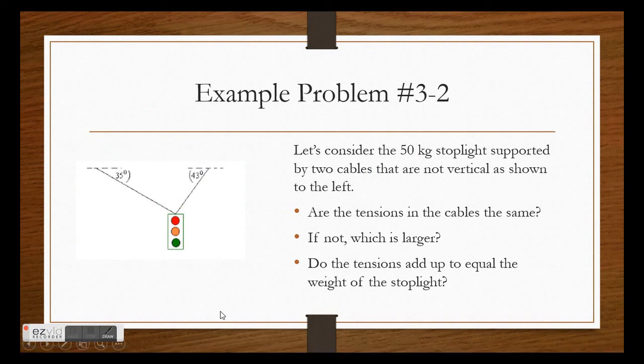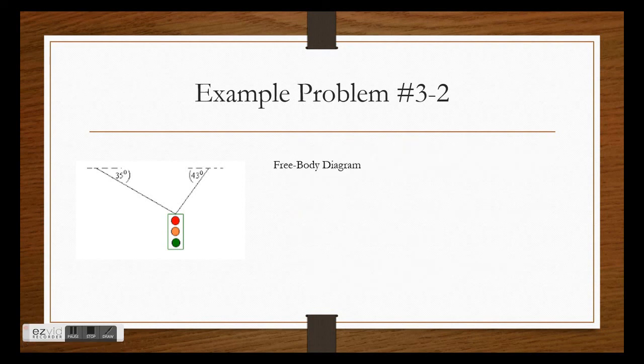Alright, so here's the question I kind of posed to you guys at the end of the last lesson dealing with this stoplight suspended by two cables that are at angles to the horizontal, not vertical cables. So the very first trick to start on this problem is to draw the free body diagram for this stoplight.